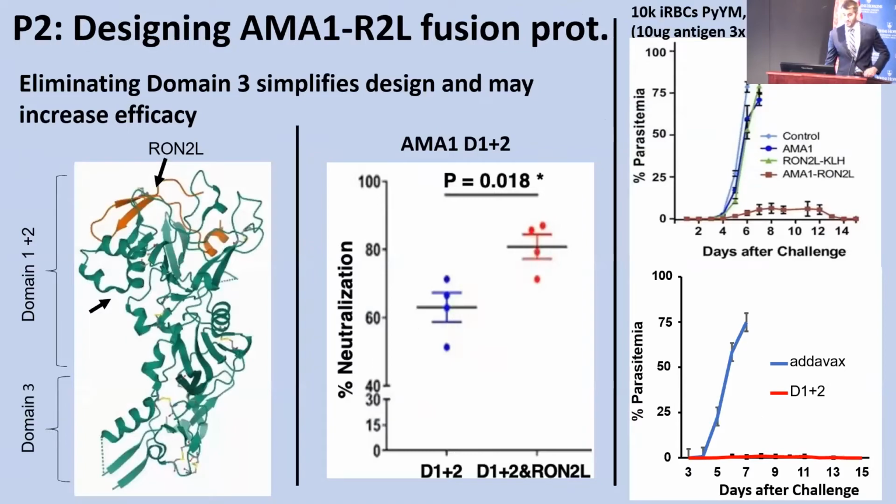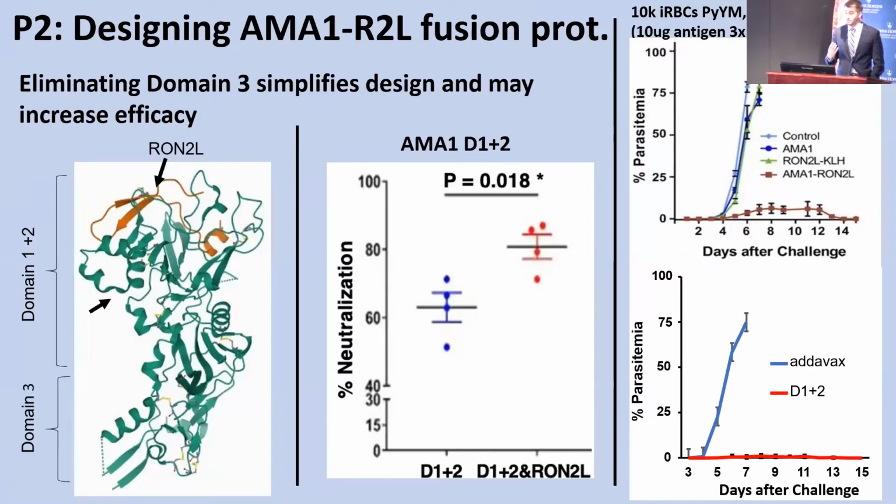AMA1 consists of 3 domains. In the bottom, we see domain 3. In the top, we have domains 1 and 2, which surround RON2L in orange. Domains 1 and 2 are known to interact with RON2L. We tested if the increase in neutralizing ability that we're seeing with the addition of RON2L only requires domains 1 and 2, or if it requires domain 3 as well. Interestingly, we see an increase with only domains 1 and 2.